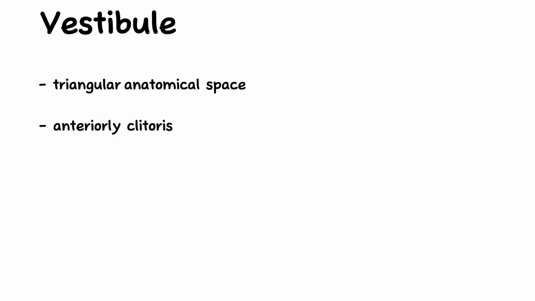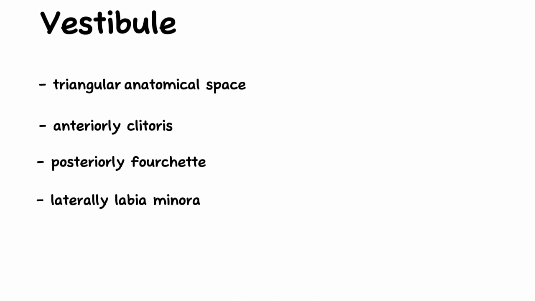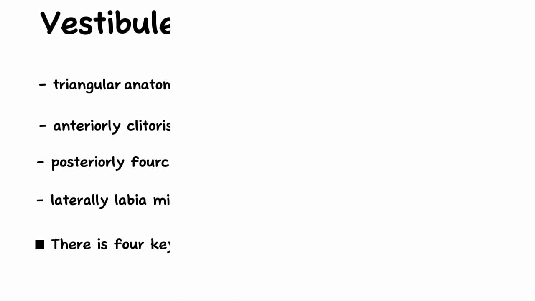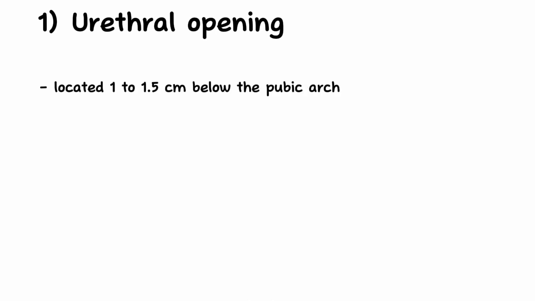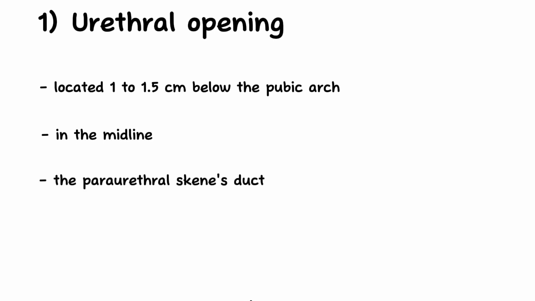Vestibule. The vestibule is a triangular anatomical space that lies anteriorly, clitoris; posteriorly, fourchette; laterally, labia minora. Within this space, we observe four key openings. 1. Urethral opening, located 1 to 1.5 centimeters below the pubic arch, in the midline. The periurethral Skene's ducts open near this area.